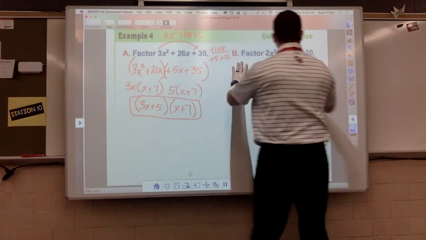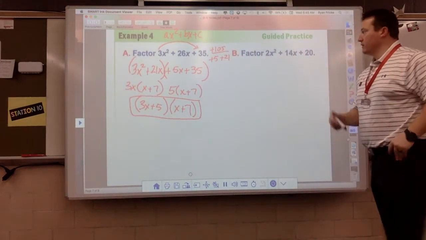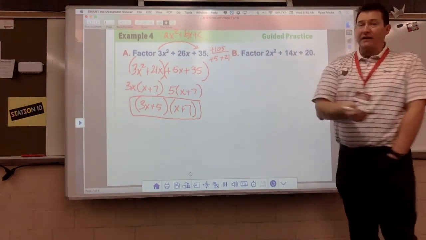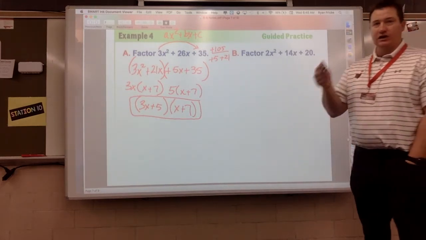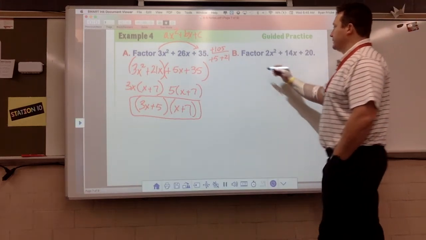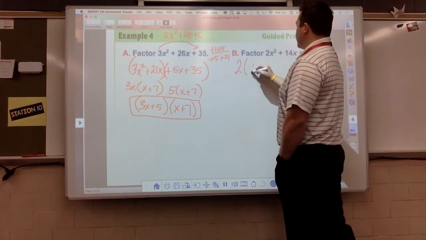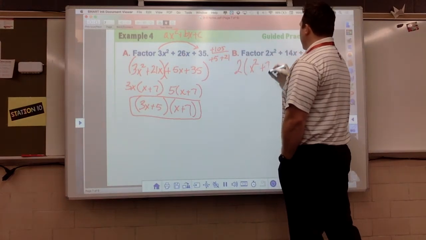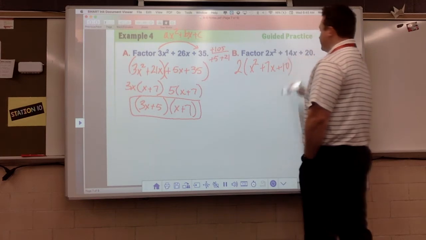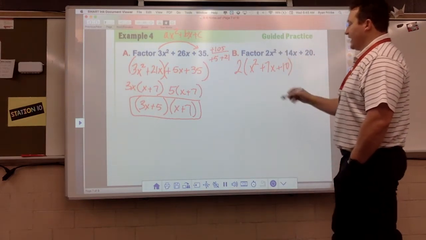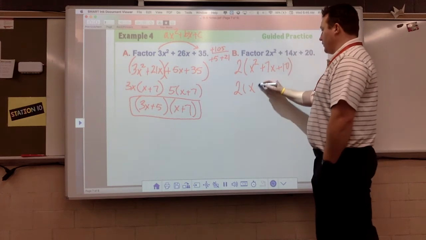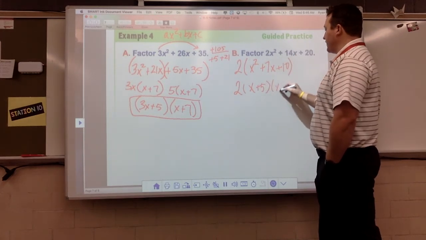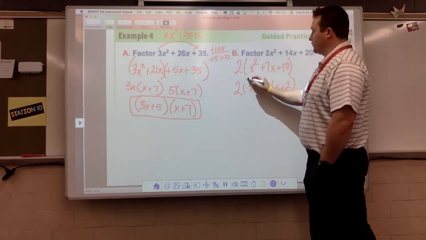Can I factor out a number here? Sure can. 2. If you don't factor it out, will you get the same answer? Well, mathematically, yes. It's going to look a little bit different, and that's okay. But we're going to factor out a 2, and we're going to say x squared plus 7x plus 10. Again, due to time constraints, I'm going to go ahead and factor this with my brain here. This is going to be x plus 5, x plus 2.